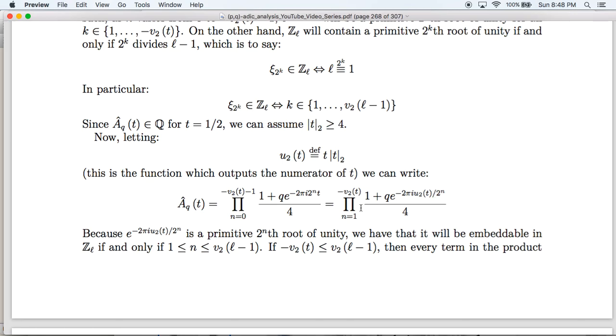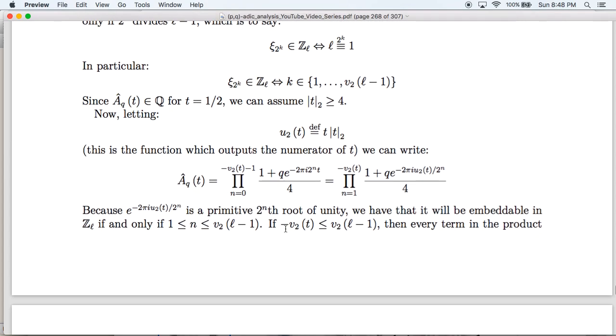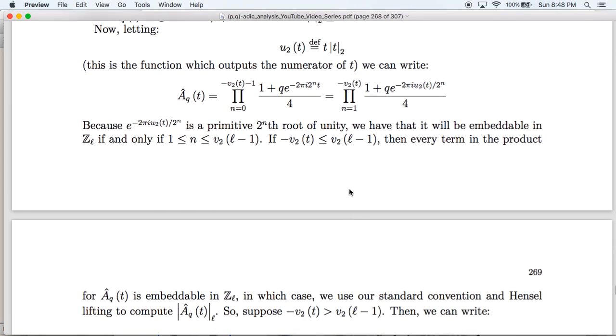As a result, this primitive root of unity is going to be embeddable in Z_L if and only if n is between 1 and the 2-adic valuation of L minus 1. If the negative 2-adic valuation of t is less than or equal to v2 of L minus 1, every term of this product will be embeddable in Z_L, in which case we use our standard convention and Hensel liftings to compute the L-adic absolute value.